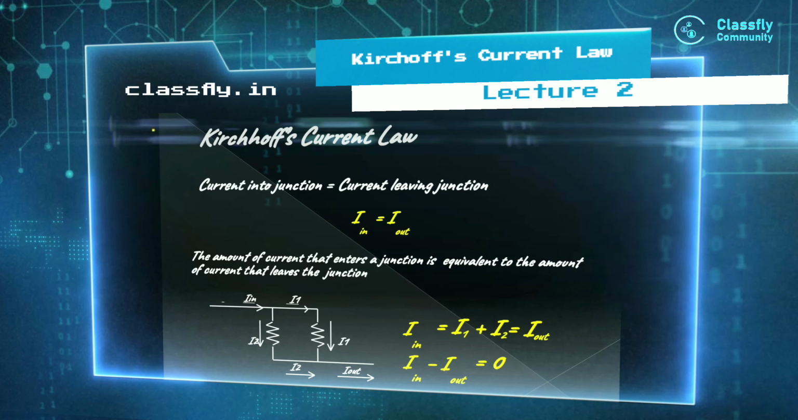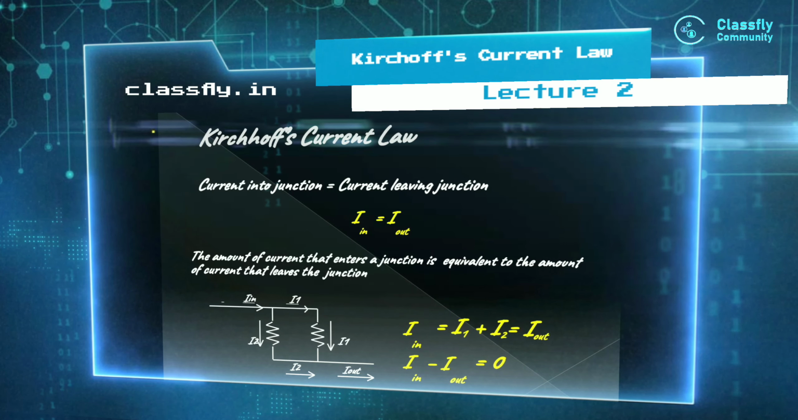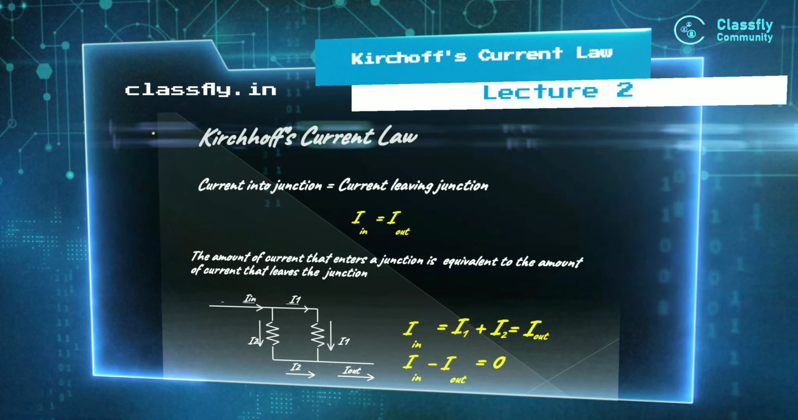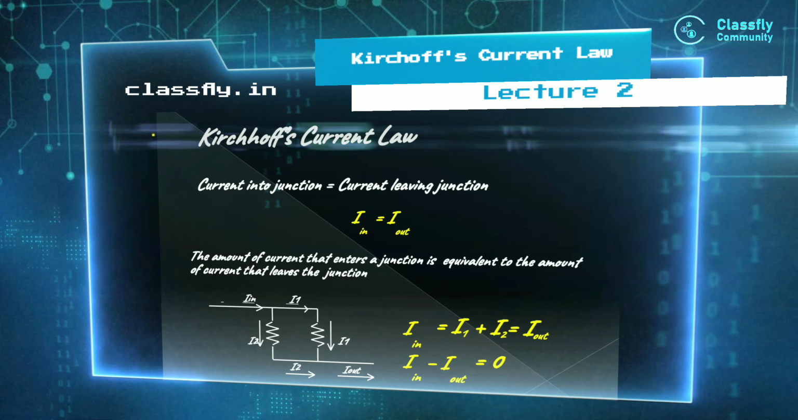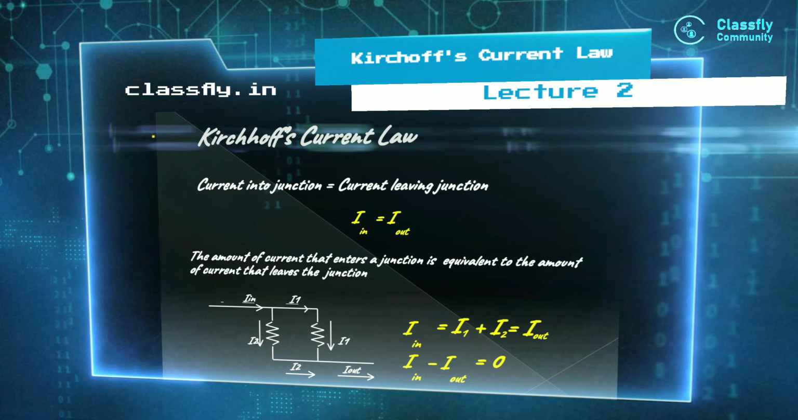Current into a junction is equal to current leaving the junction. See, junction means a point where many currents are going. If at that junction point there is an input of current, there will also be an output of current, right? So it states that the current into the junction, that is I in, the total input of current, will equal the current leaving the junction. The amount of current that enters a junction is equivalent to the amount of current that leaves the junction.